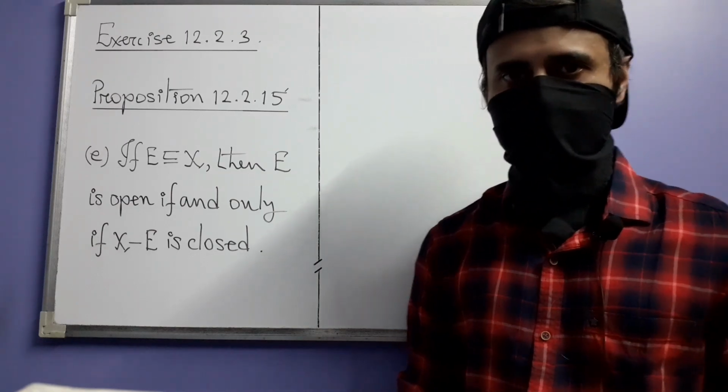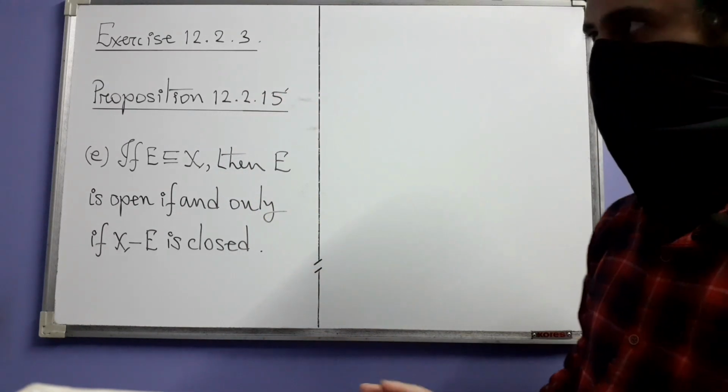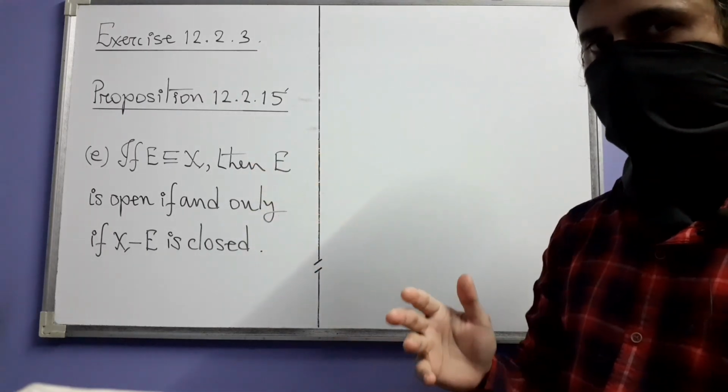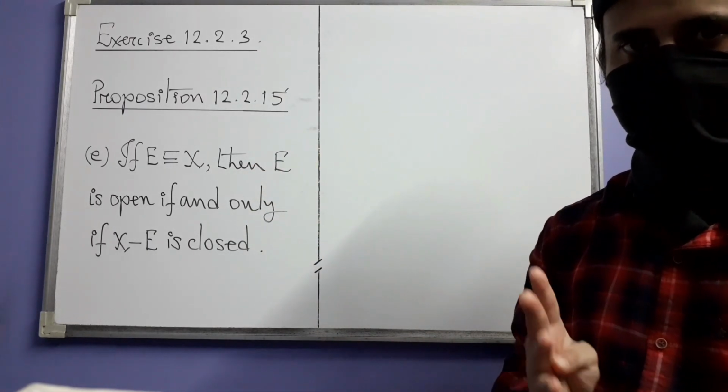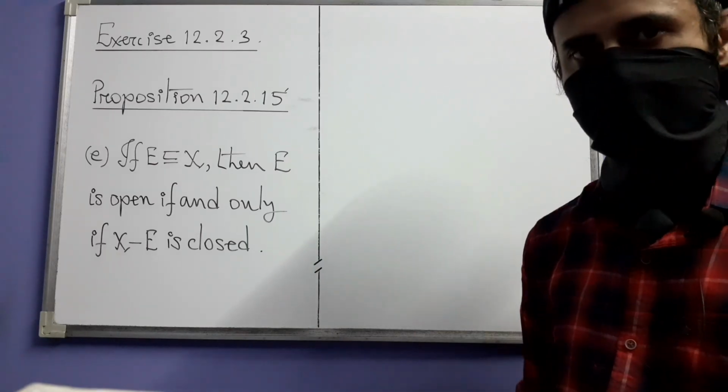Recall that we have been solving exercise 3 which we did not solve fully. It asks us to prove this proposition. We have so far proved the first 4 parts of the proposition, A, B, C and D. So today let us see part E.